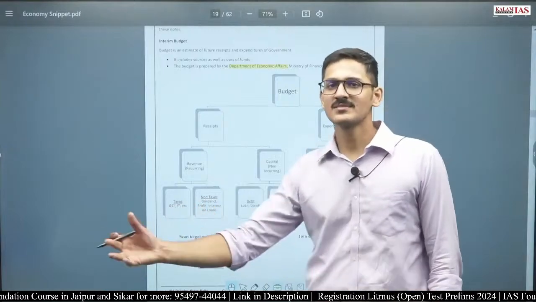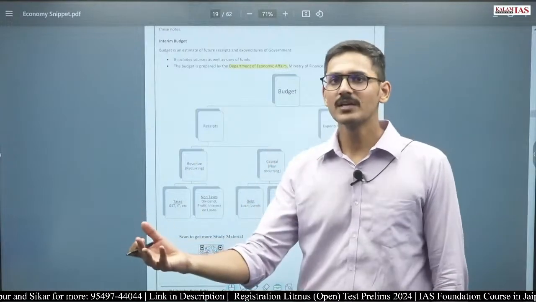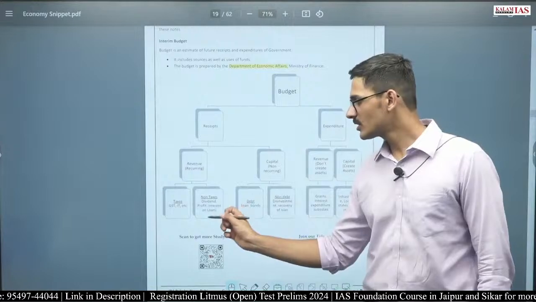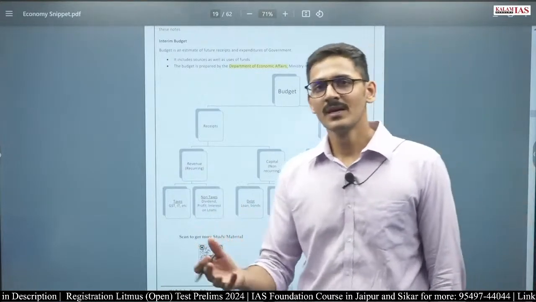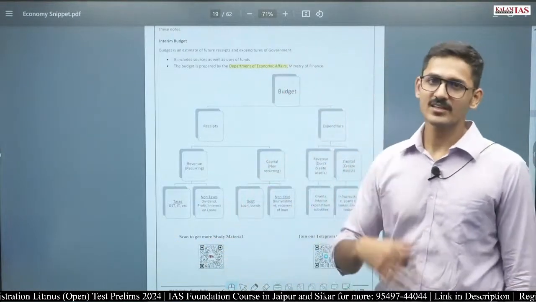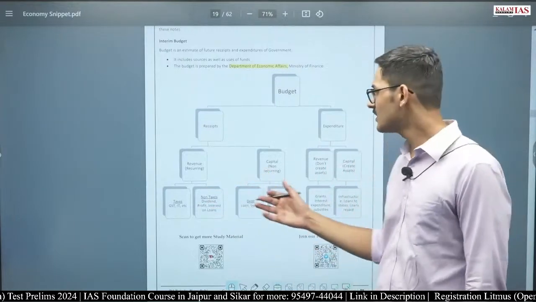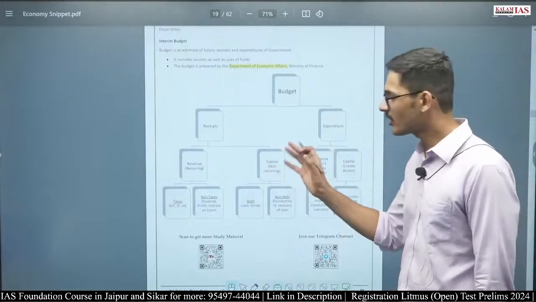For example, taxes that the government receives are part of revenue receipts, because the government does not have to give anything to get the taxes. Non-tax revenue receipts are also there. For example, interest, if the government has provided loans to the people, or for example to the state governments or the urban local bodies, and the government is getting interest on those loans, then we call it non-tax revenue receipts. Similarly, capital receipts are of non-recurring nature.